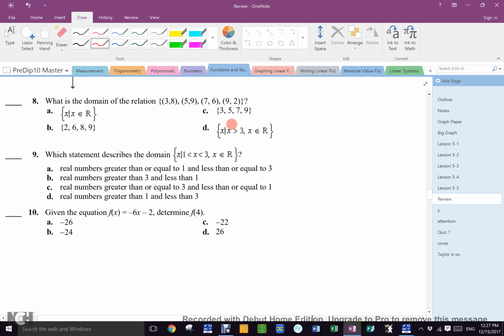What is the domain here? C. Because it's only the X values. Number nine, what describes the domain here? D. Real numbers greater than 1 and less than 3. Because there is no equals on the bottom. And since that R is there, it includes all the decimals and all the fractions. Okay? And all the irrationals and everything. This is a fairly easy one.